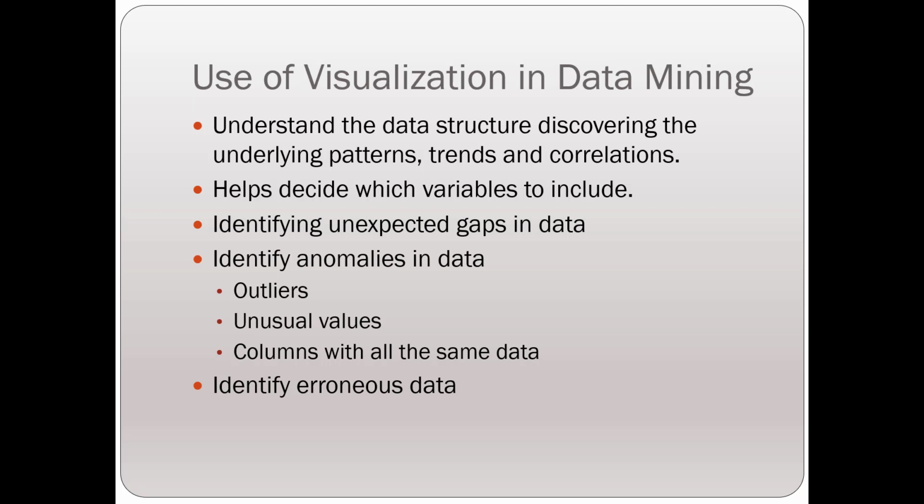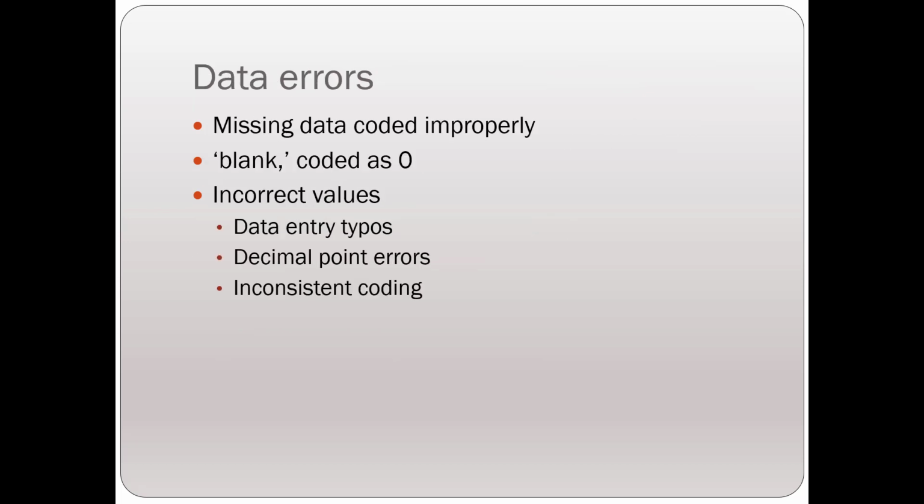And of course, erroneous data. We've been talking about erroneous data previously as well. And what kind of errors do you have? A missing value, which instead of being a blank, sometimes some people may code it as a zero. So if you have age and you have zero for age, then that's probably a missing value that's being coded as zero for age. And incorrect values could be plain typos or decimal points being misplaced or some kind of coding error.